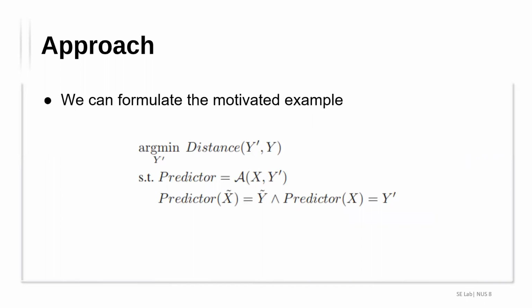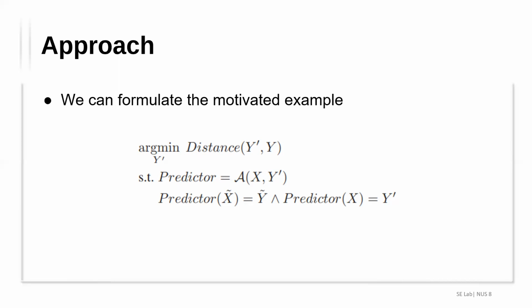From the motivating example, we can formulate this problem as this mathematical formula. What they're trying to do is find the minimum distance between y prime and y, where y prime is the revised label, subject to the predictor agreeing on X and Y prime, the new training data set, and also agreeing on the trusted items. Why is the predicted value? Why is the label?